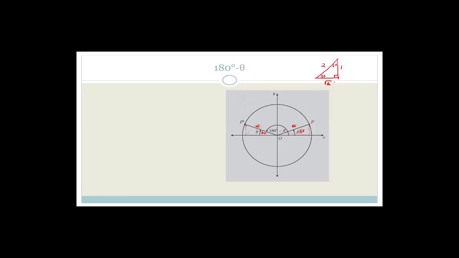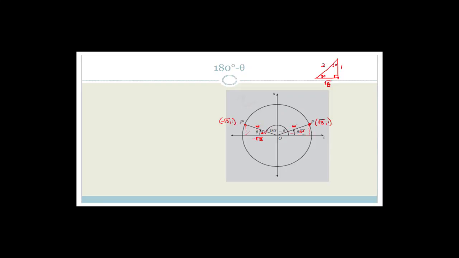So do you agree that this point here, okay, if that's this point here, P, is going to be root 3 across and 1 up, okay? So it's root 3, 1. So that point there, that P, the coordinate for it is root 3, 1, okay? So similarly, if that's the case, then this is going to be minus root 3, but it's still a positive 1, okay? Do you agree? So therefore, this value here is going to be minus root 3, 1, okay.